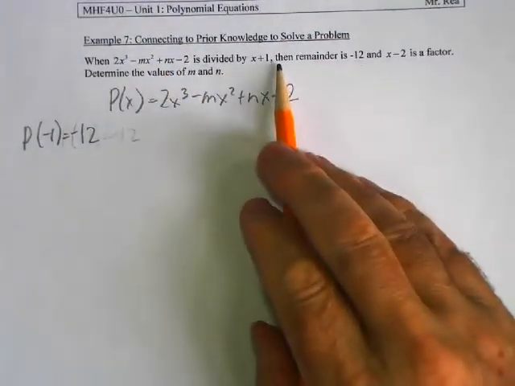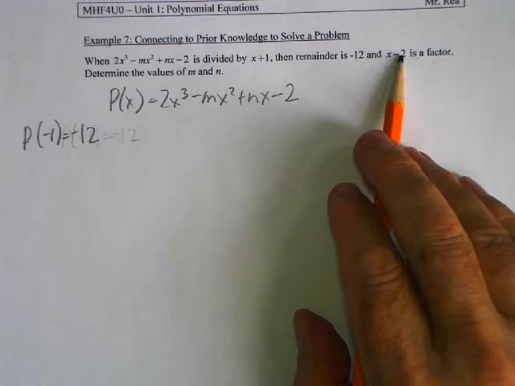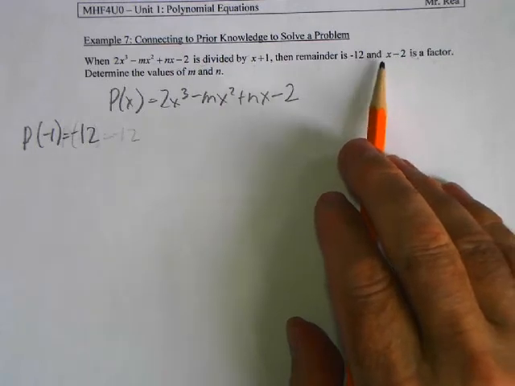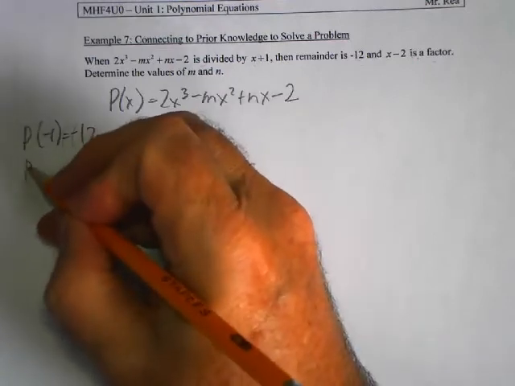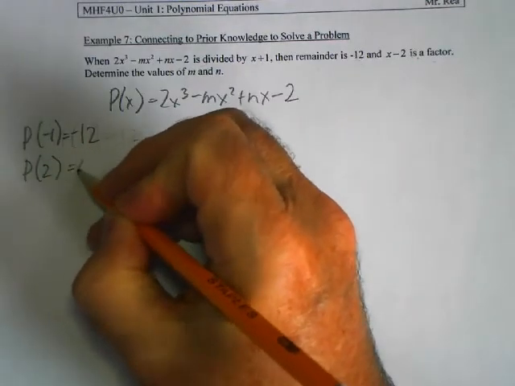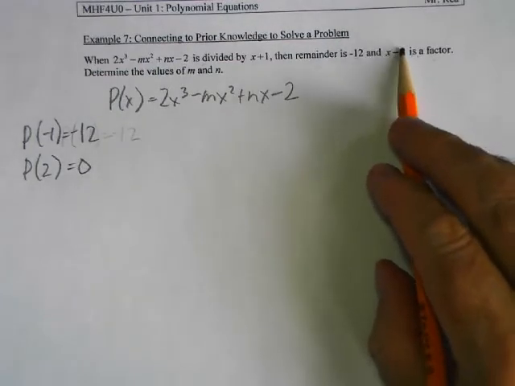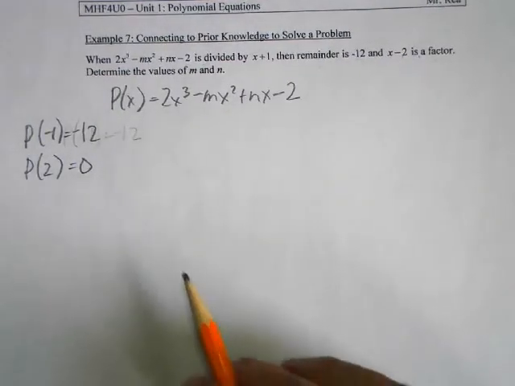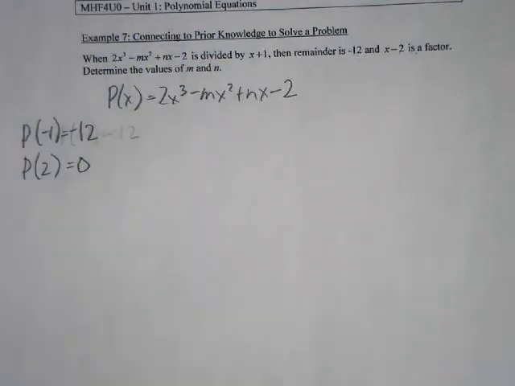Okay, and it also says x minus 2 is a factor. So that tells me, working backwards with the factor theorem, that p of 2 is equal to 0, because if I divided by this, I get a remainder of 0. Okay, so those are 2 points, and that's going to help us solve.